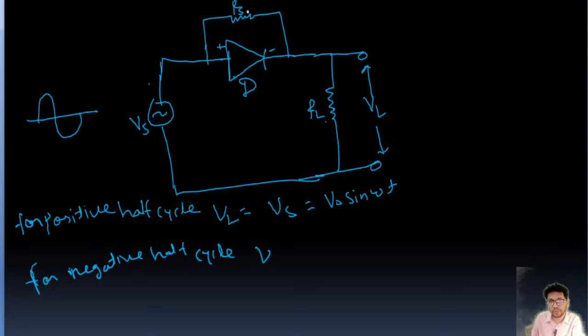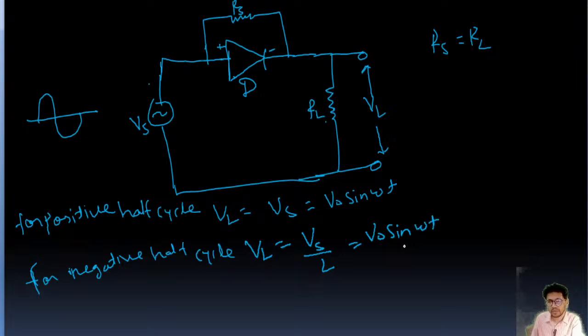So current is going to flow from here, and these are the resistances, and these resistances are in series. Also, we have been given Rs equal to RL. So in that case, for the negative half cycle, the value of VL is going to be Vs by 2, or we can write V naught sine omega t by 2. How?